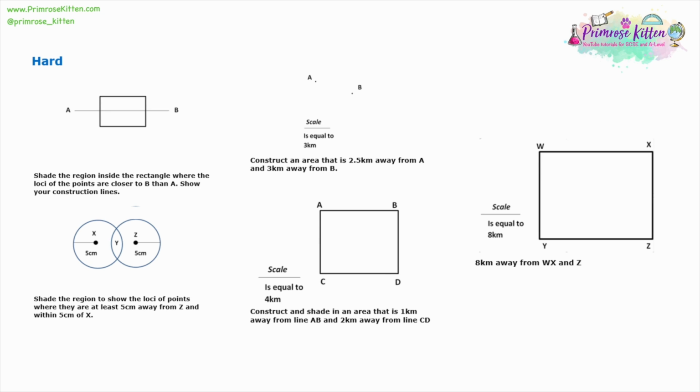So for example, question 1, we have a rectangle. We have to shade the part of the rectangle that's closer to B than A. Well, how can we find that out? Well, if it's closer to B, it's going to be closer to B from the midpoint. So we need to find the midpoint first. So we can do that with a perpendicular bisector.